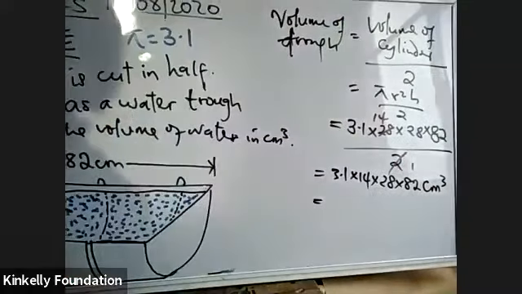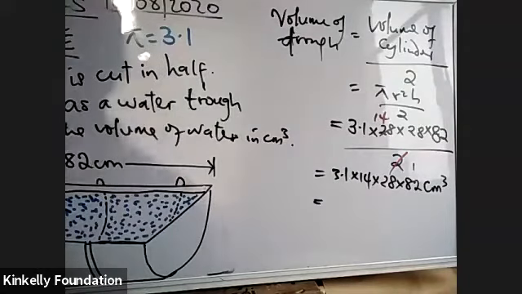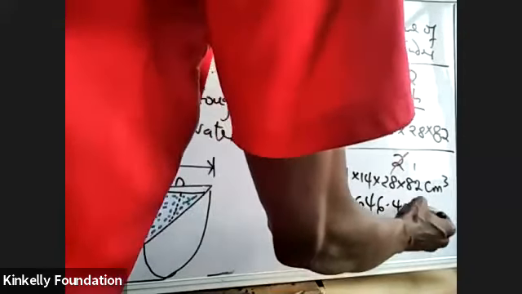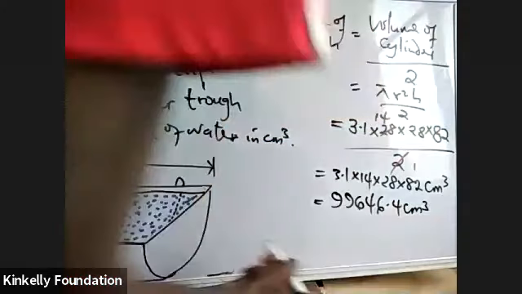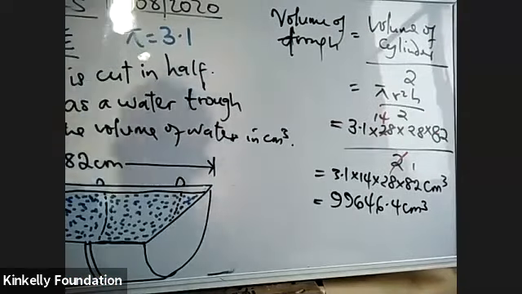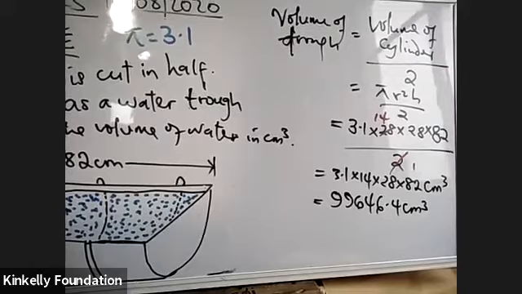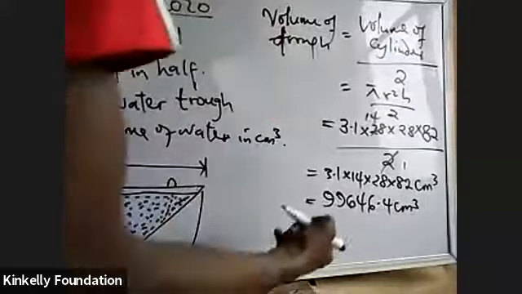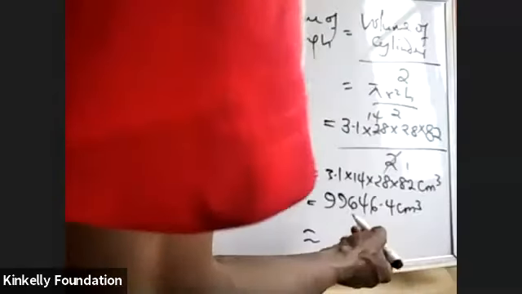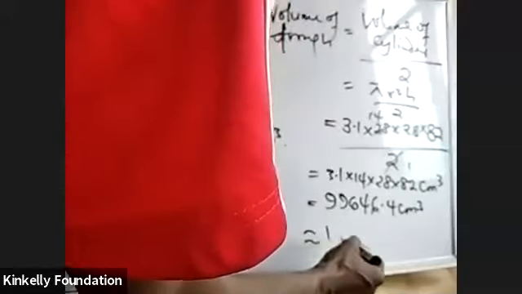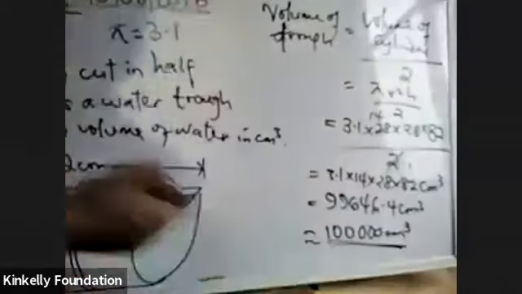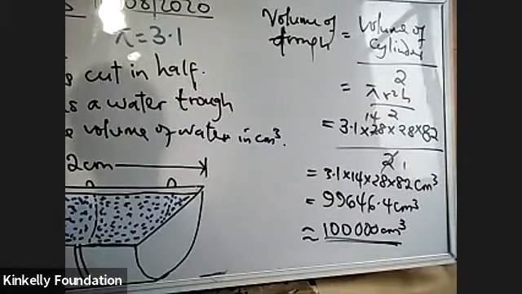So when you now multiply through, you're going to have something like 99646 cm3. So when you approximate to the nearest 1,000, you're going to have something like 100,000 cm3. And if you approximate, take it to liters to give you 100 liters.